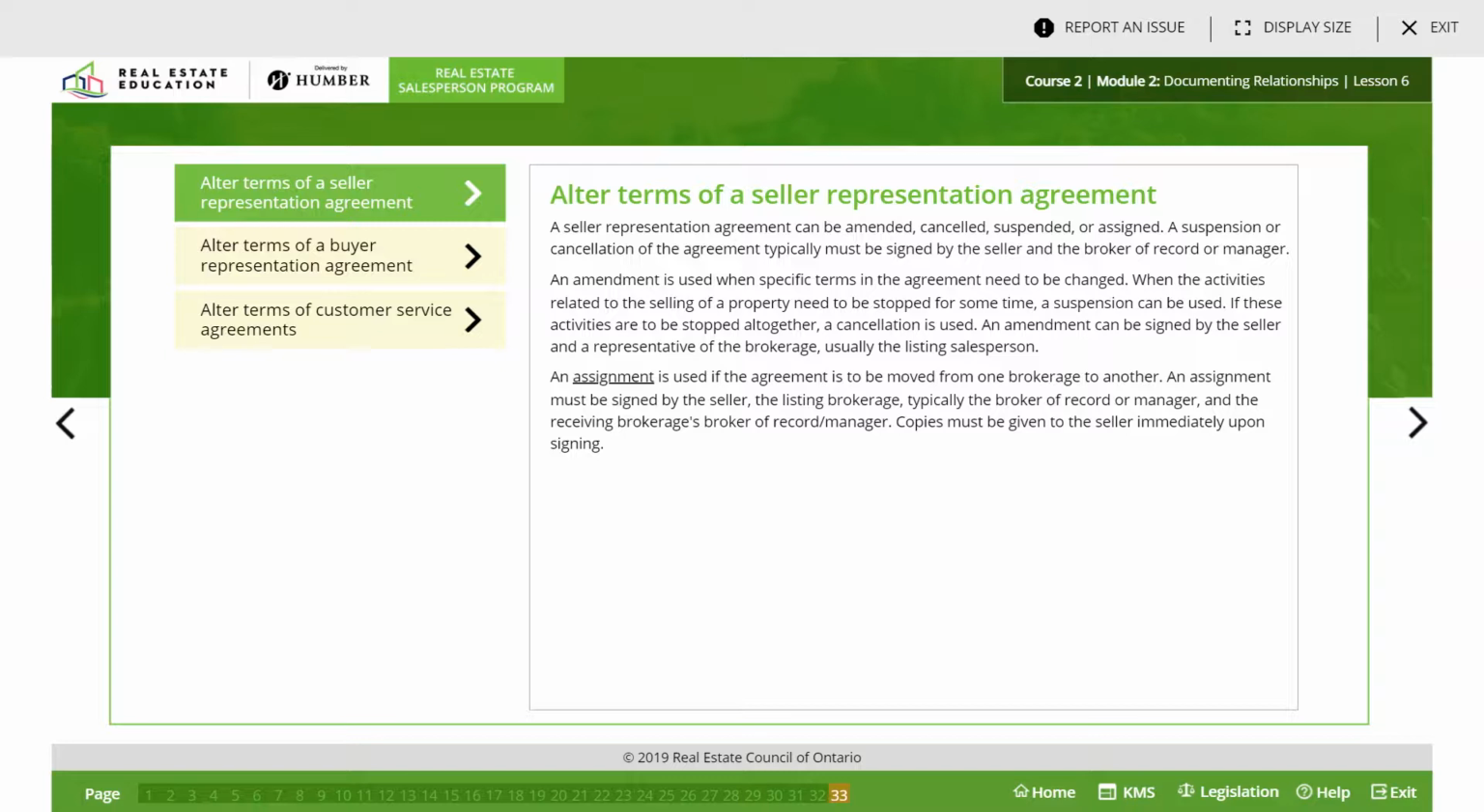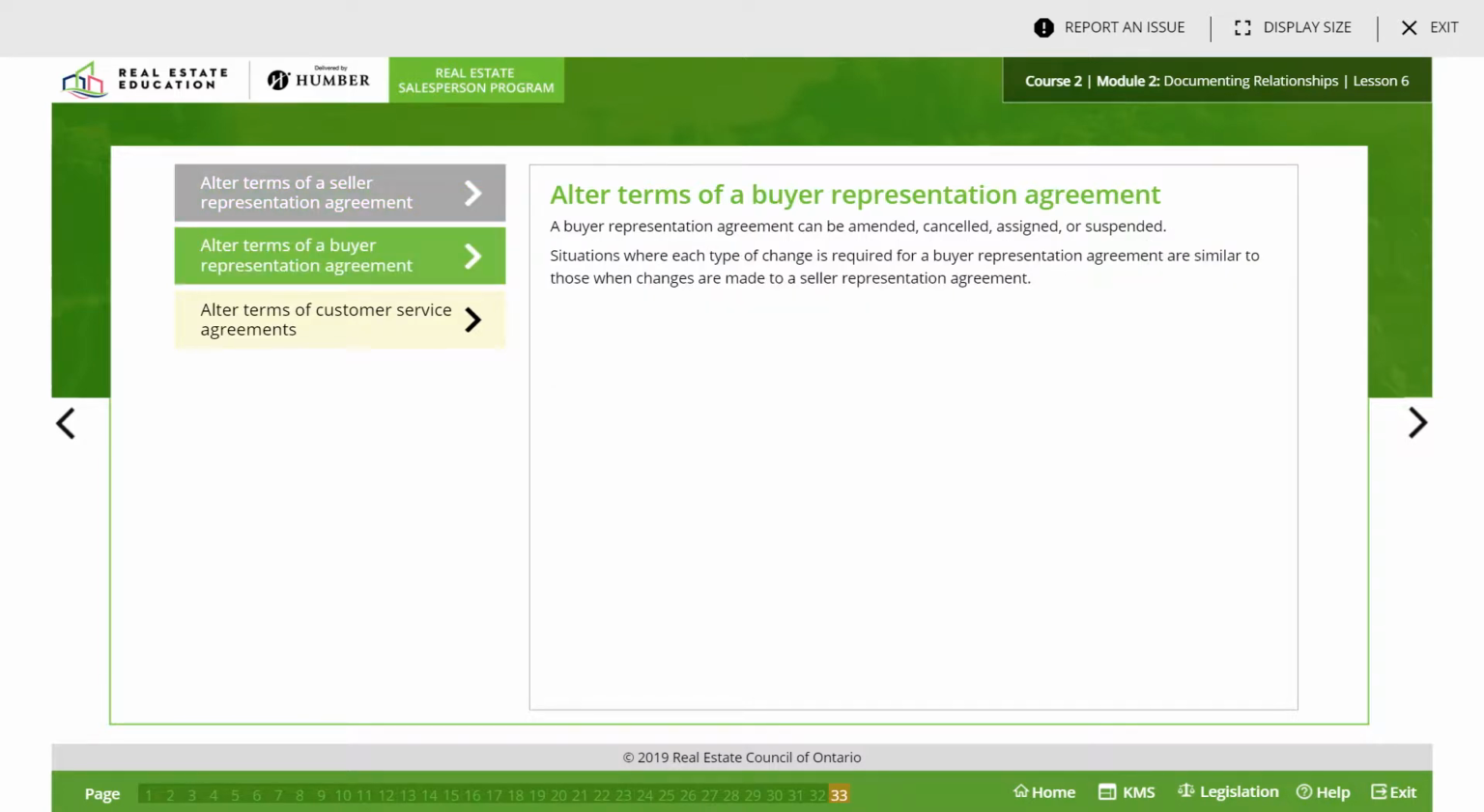Cancellation is used. An amendment can be signed by the seller and a representative of the brokerage, usually the listing salesperson. An assignment is used if the agreement is to be moved from one brokerage to another, and an assignment must be signed by the seller, the listing brokerage, typically the broker of record or manager, and the receiving brokerage, broker of record or manager. Copies must then be given to the seller immediately upon signing.